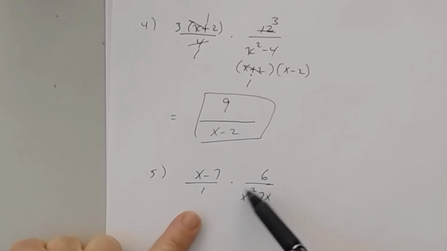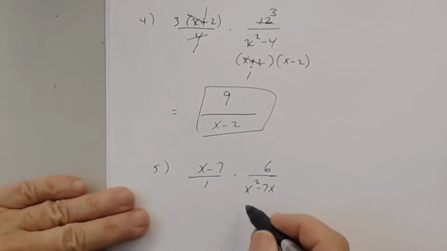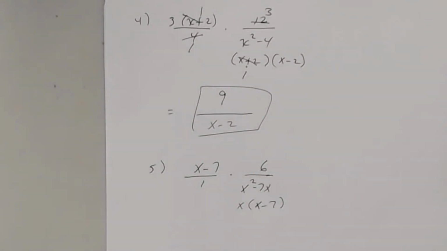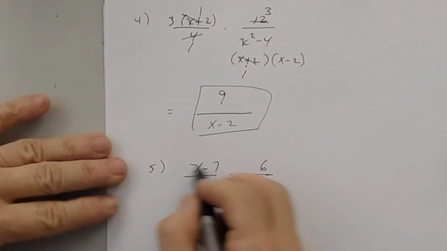But look at the denominator. How do I factor this denominator? The GCF. What's the GCF? X. So I can factor this as x times what? X minus 7. So once you factor, what's the next step? Reduce. What can I reduce? X minus 7s. So I'm going to divide out these x minus 7s.